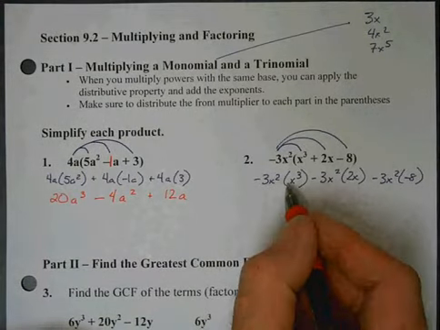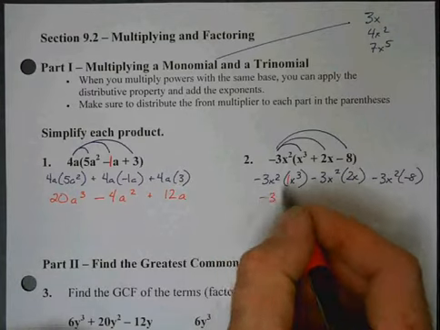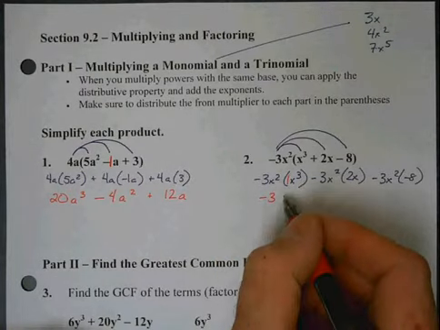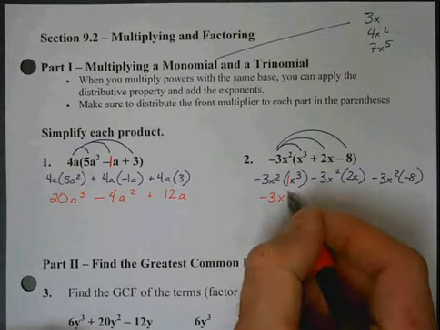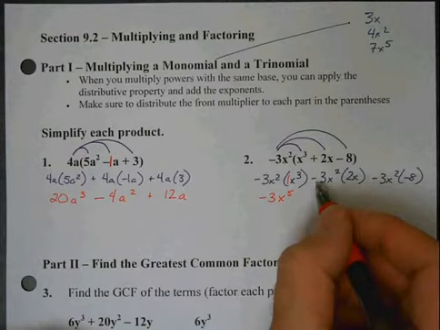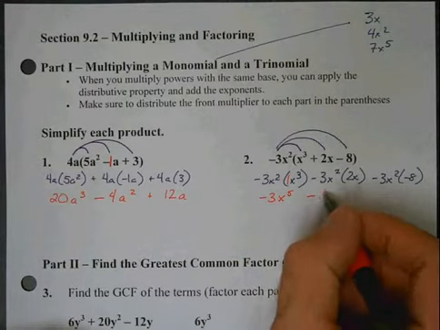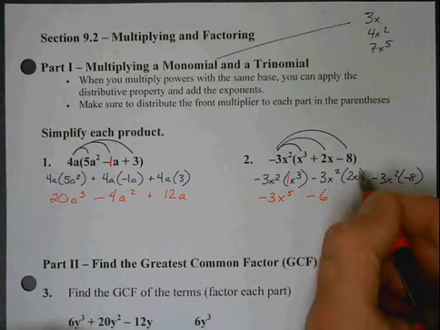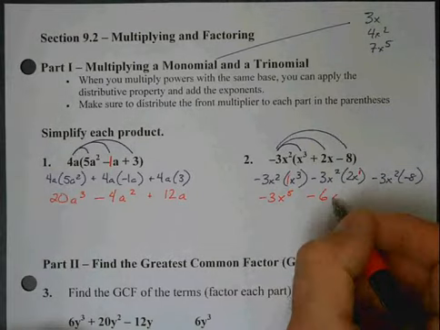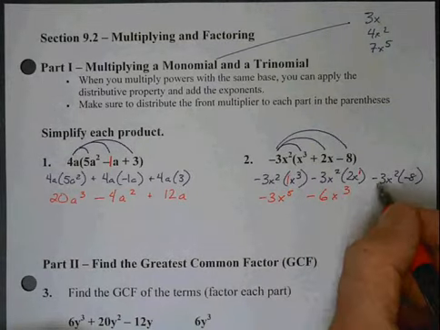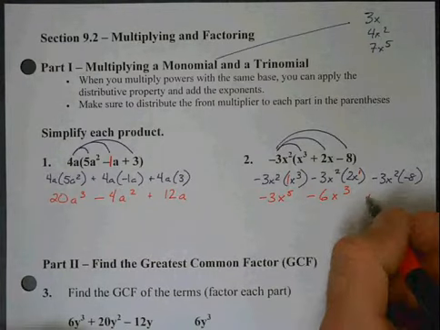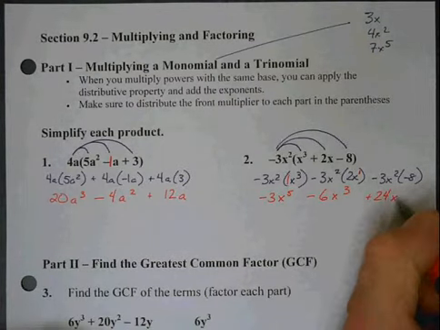Negative 3 times 1 is negative 3. X squared times x cubed, we add the exponents, x to the fifth. Negative 3 times 2 is negative 6. X squared times x to the first is x cubed. And negative 3 times negative 8 is positive 24 x squared.